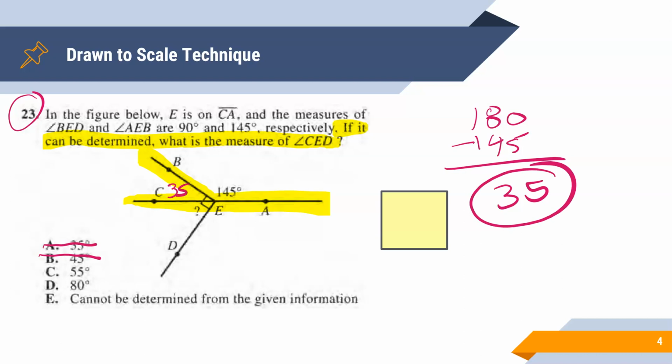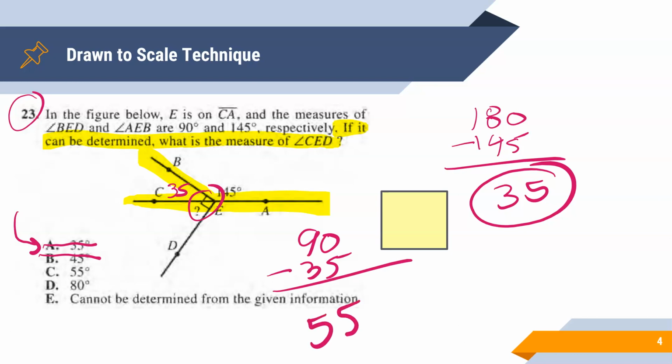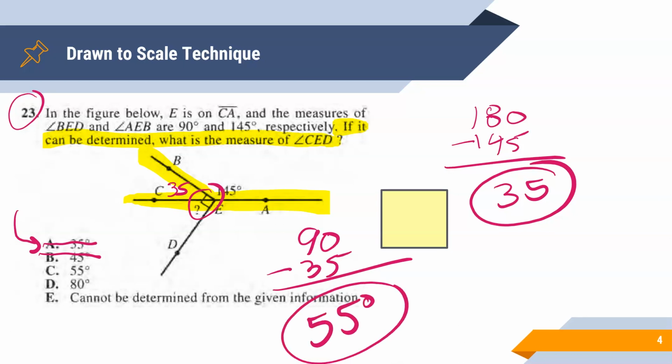Now, here's what's nice. See how we got rid of that 35 degree angle on our estimation idea? So we're not going to fall for the mistake they're trying to catch us on. Now, this angle here is marked as a right angle. So if I were to take 90 degrees and subtract the 35 from it, well, I would wind up with 55 degrees, which is answer choice C.